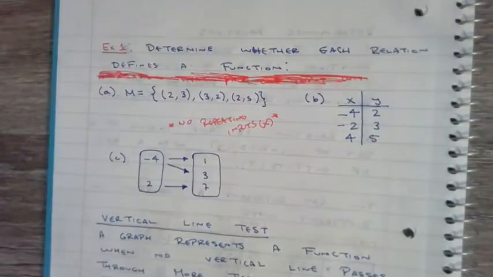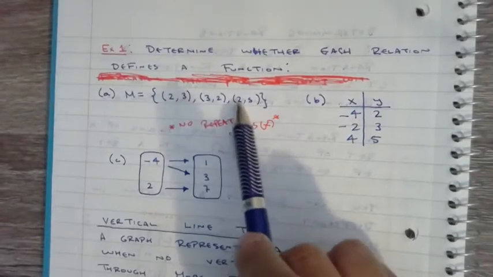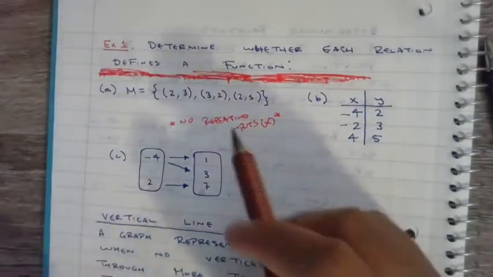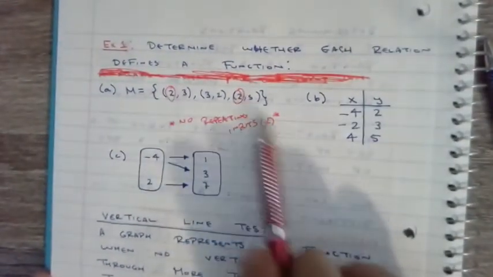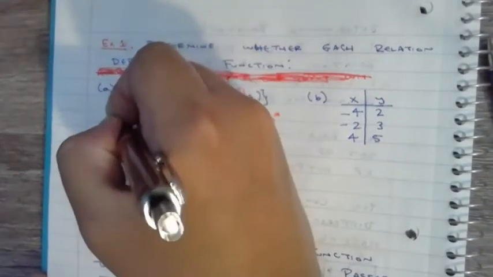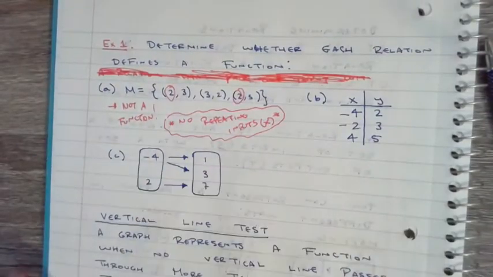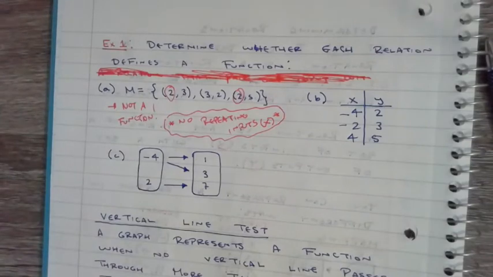So first, let's take a look at A. We have 3 points. We have (2, 3), (3, 2), and (2, 5). Let's take a look at our x's. What are our x's here? We have 2, 3, and then 2. You see that you have a 2 right here and a 2 right there. Remember, you can't have repeating inputs. So therefore, this is not a function. Again, you're just looking for if it has repeating x's, then it's not a function.